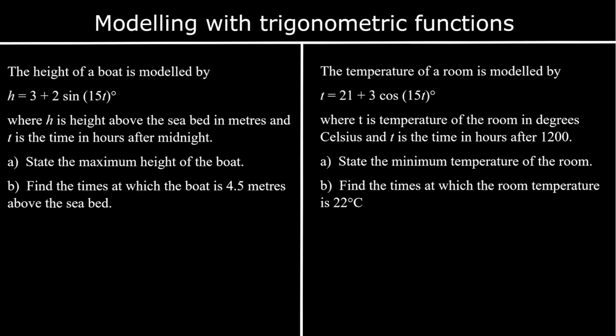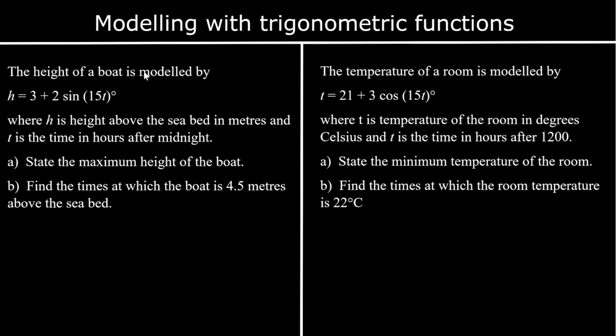Now we are looking at modelling with trigonometric functions. The height of a boat is modelled by h equals 3 plus 2 sine 15t, where h is the height above the seabed in metres, and t is the time in hours after midnight. State the maximum height of the boat.